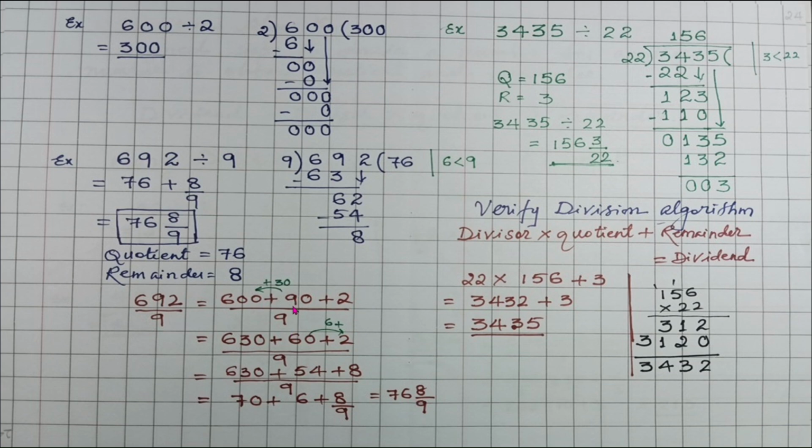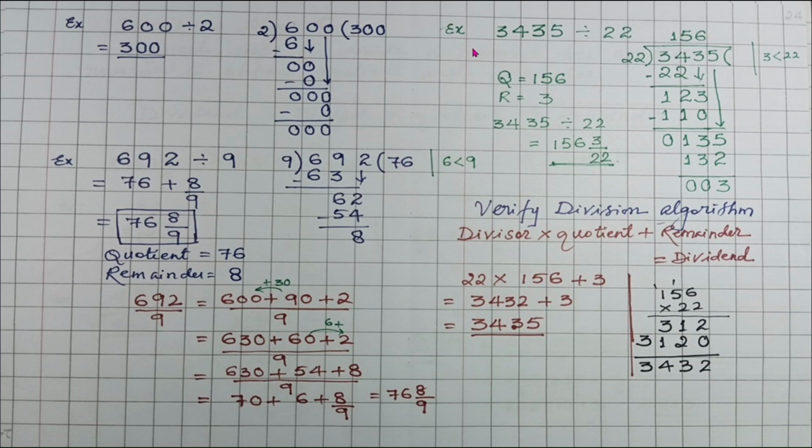Please understand this. Here I have taken 30, and here I have given 6 to 2. That means here I have reduced by 6, here I have increased by 30 in order to get the number divisible by 9. So therefore it is 630 by 9, 54 by 9 and 8 by 9. So the remainder is 8 and the quotient is 76. So remember that.